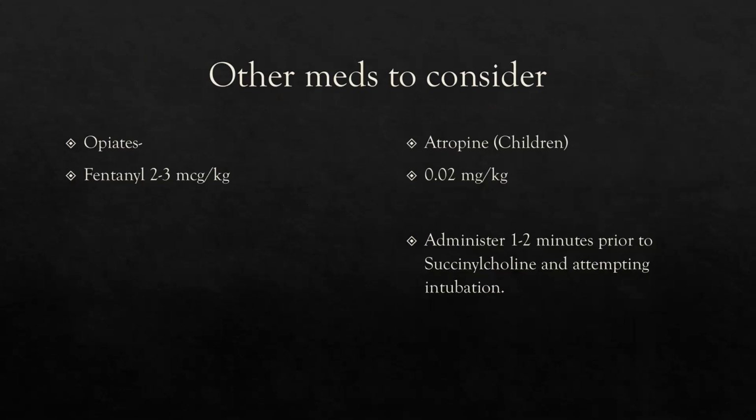So other meds to consider: one of the opiates that I like to give is fentanyl, which is 2 to 3 micrograms per kilogram. I like to start off with giving that prior to starting sedation and everything else. If we're going to be intubating a child, to prevent bradycardia right when we're about to give succinylcholine, let's administer atropine 1 to 2 minutes prior to sux and attempting intubation. The dosage for atropine is going to be 0.02 milligram per kilogram.